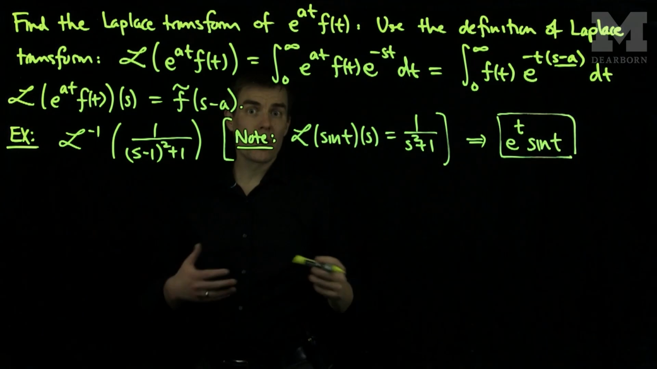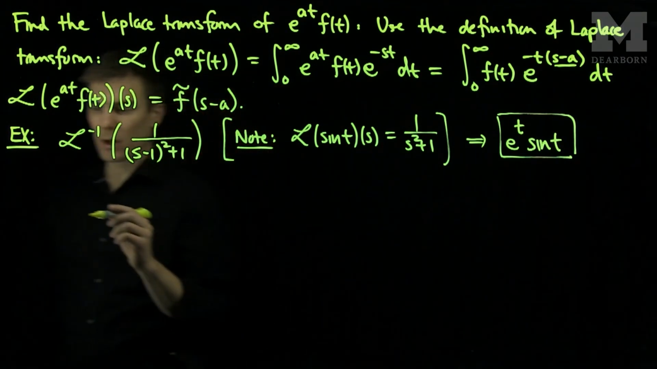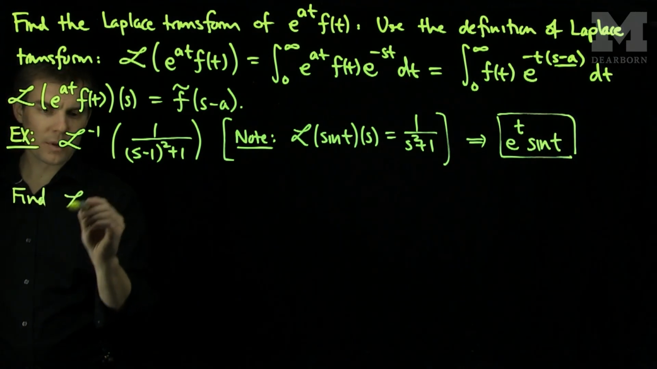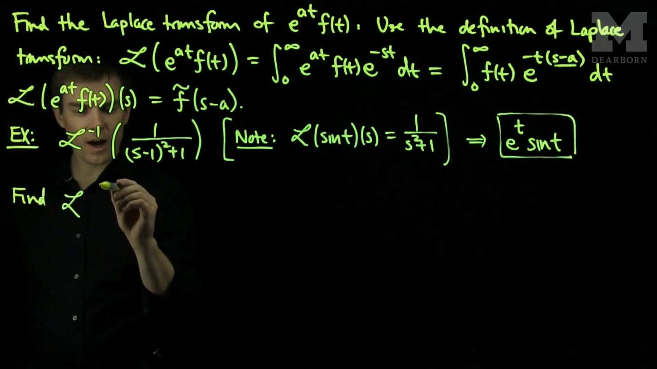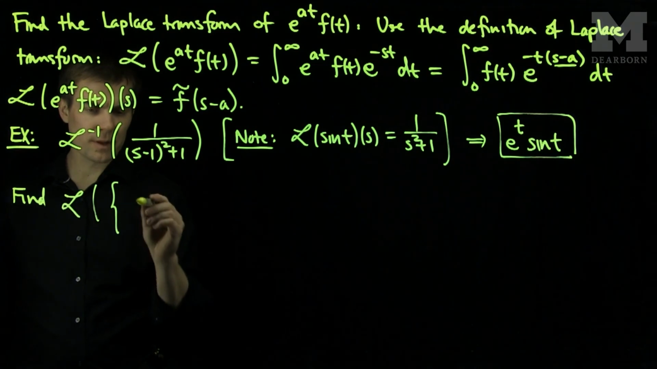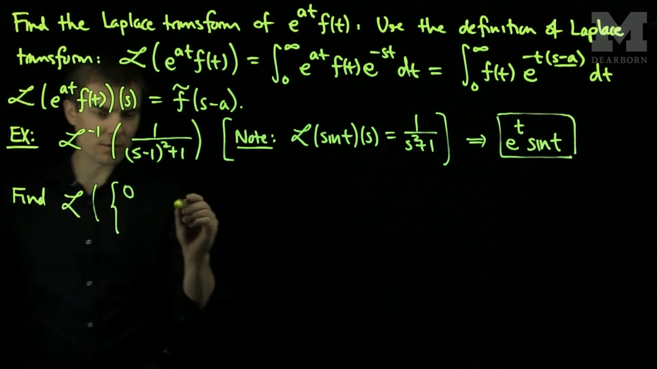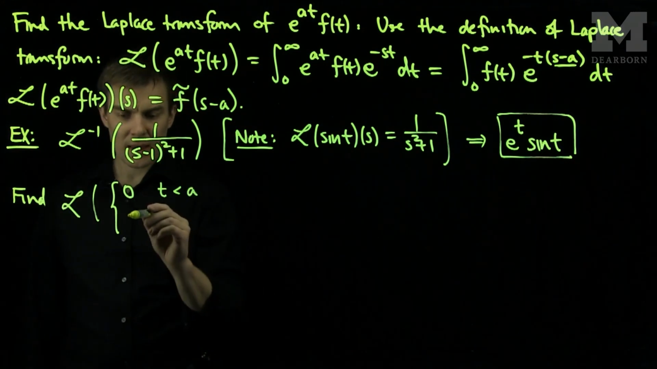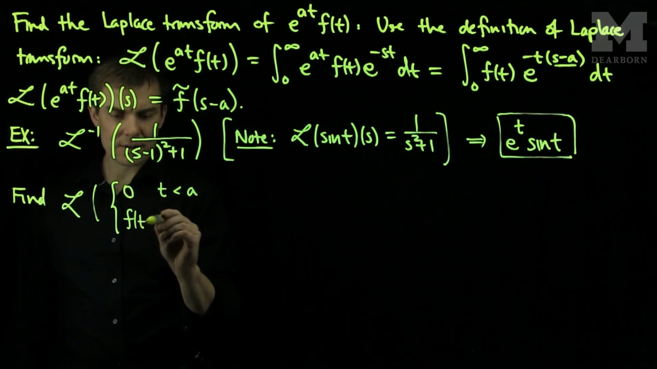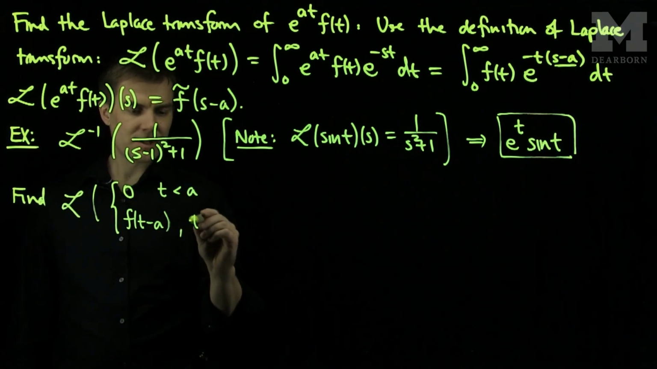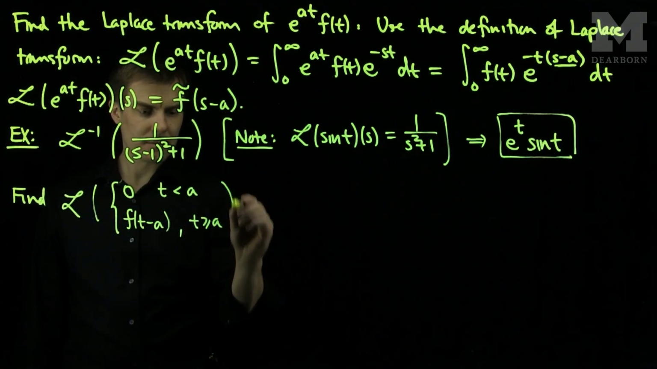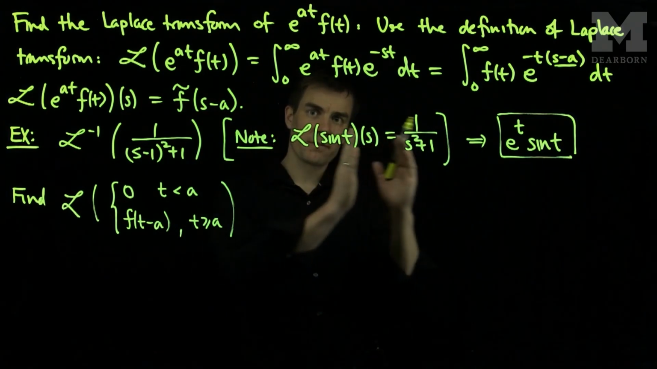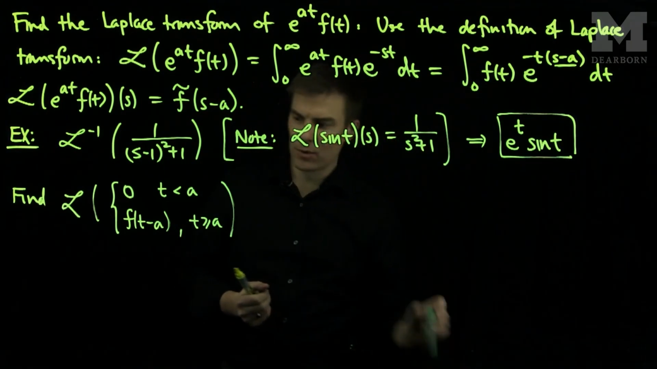Now let's see how it works when I shift a function. So let's find the Laplace transform of the piecewise defined function. It's the function that is 0 if t is less than a, and it is f of t minus a if t is bigger than or equal to a. So I'm finding the Laplace transform of a piecewise defined function which shifts the function f over by a units.